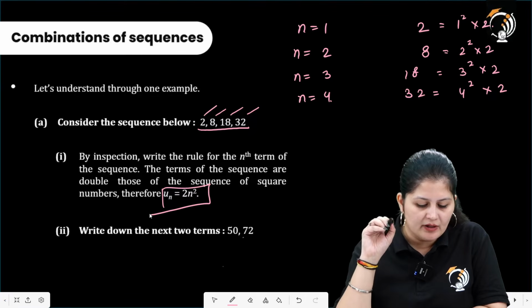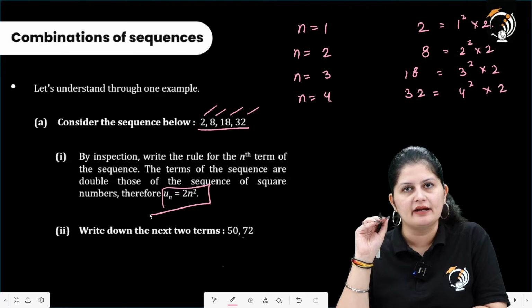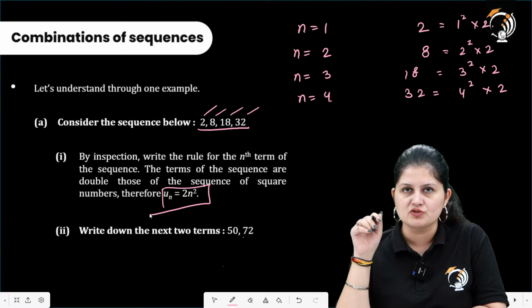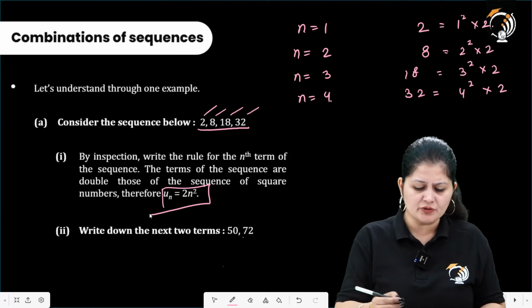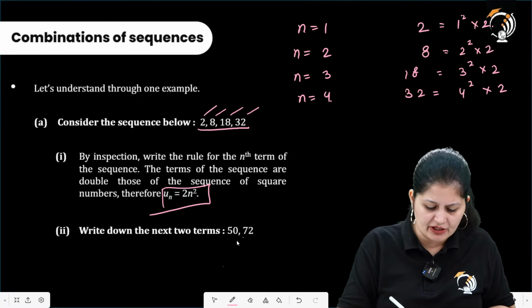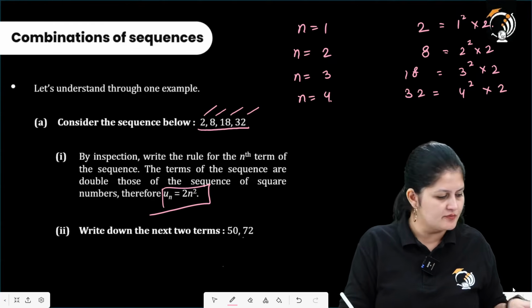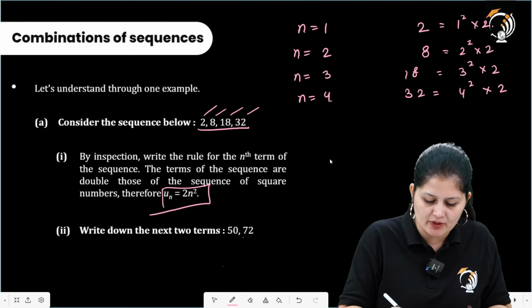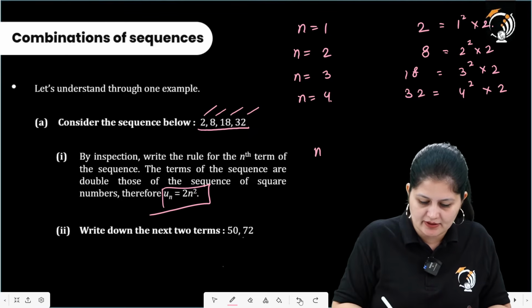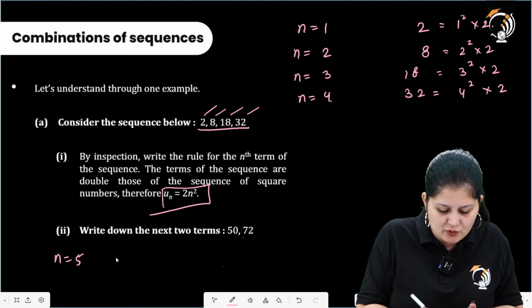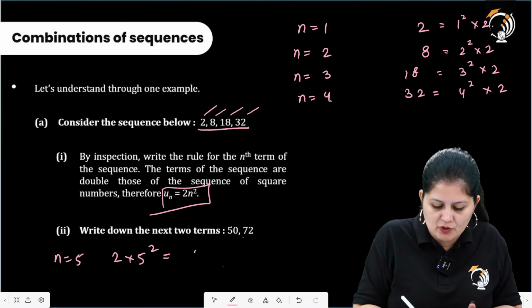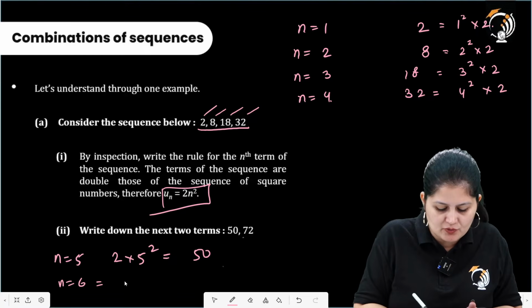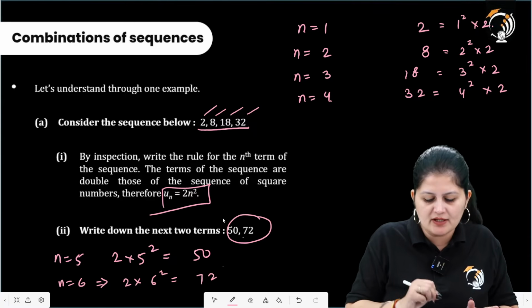Correct? Now, write down the next two terms. So we need to write the next two terms of this particular sequence. Firstly, we need to understand what type of pattern it is. Here it says 50, then 72. So when n is equal to 5, it is 2 multiplied by 5 squared, which is 50. And when n is equal to 6, it is 2 multiplied by 6 squared, which is 2 multiplied by 36, that is 72.